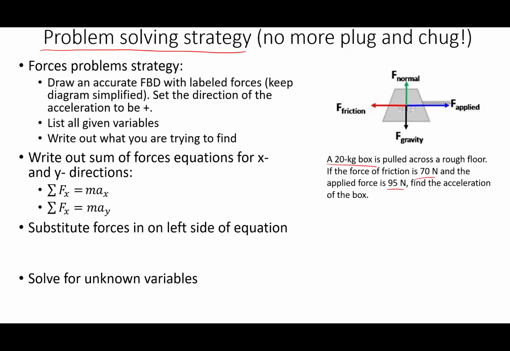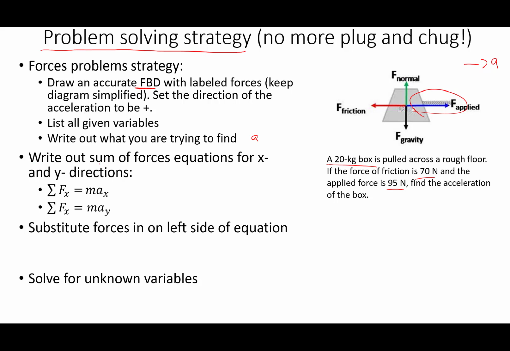But here's our strategy. Draw an accurate free body diagram with labeled forces. And we want it to be a simple diagram. Set the direction of the acceleration to be positive. So we're going to say right is the acceleration, which means right is positive, because our applied force, notice, is bigger than our frictional force. List our given variables. Write what we're trying to find. In this case, we're trying to find the acceleration.